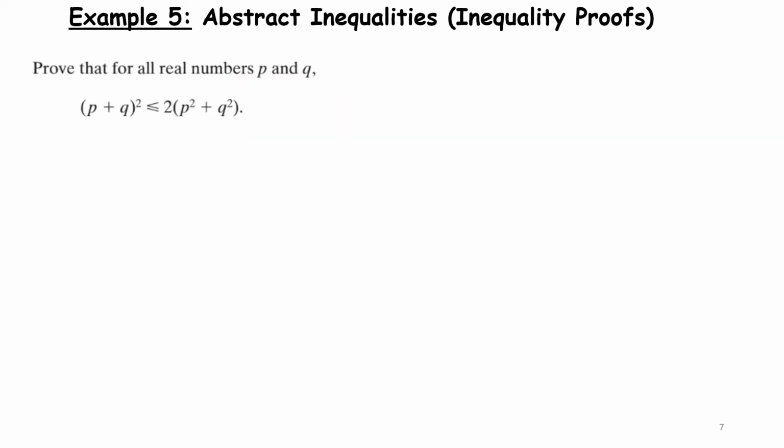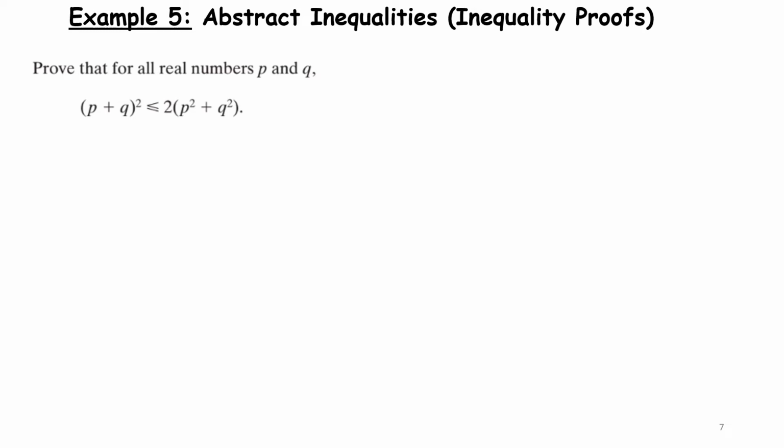So example 5, prove that for all the real numbers p and q, this is true. So p plus q squared is less than or equal to 2 times p squared plus q squared. Anytime you are dealing with an inequality proof, you want to go back to the idea that any real number squared is greater than or equal to 0. What that means for us is not just making the bracket squared, because we have one of those here already, but we want the right hand side to be a 0.